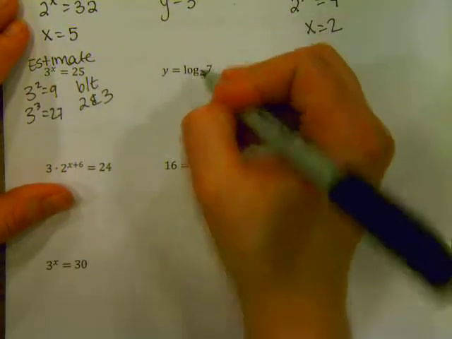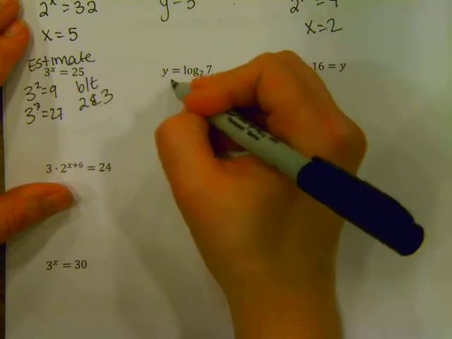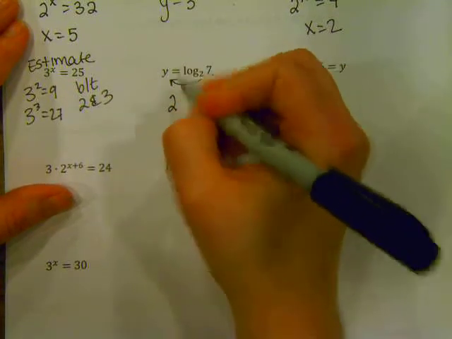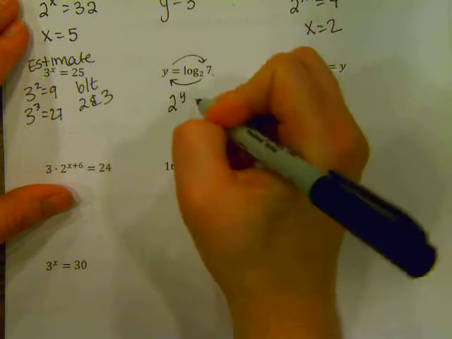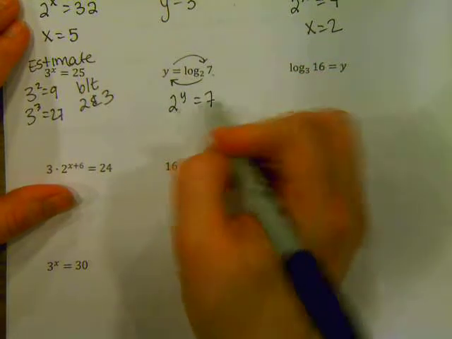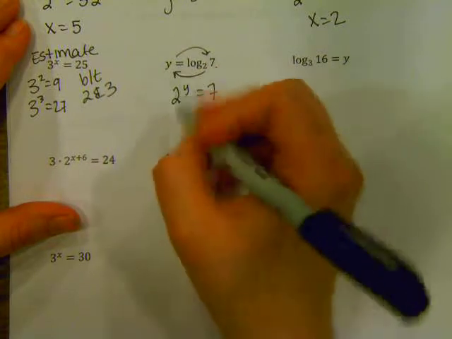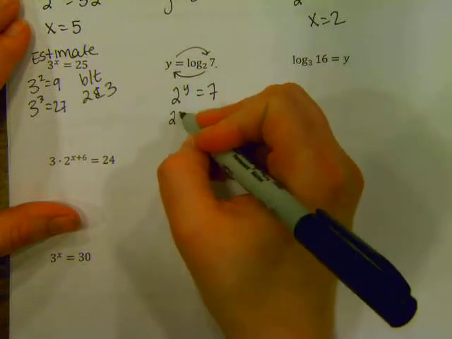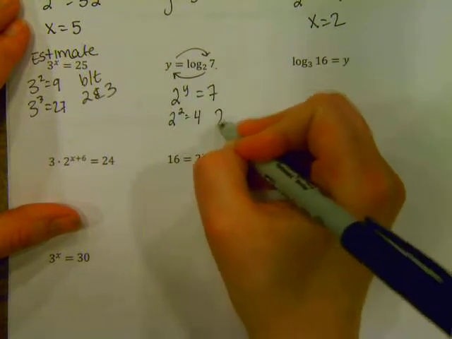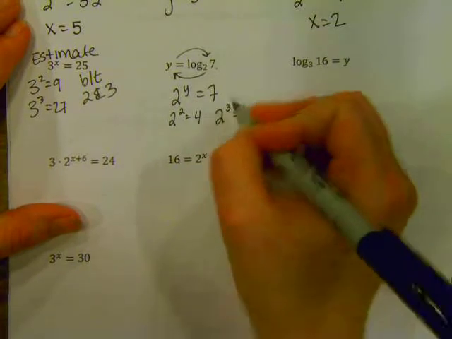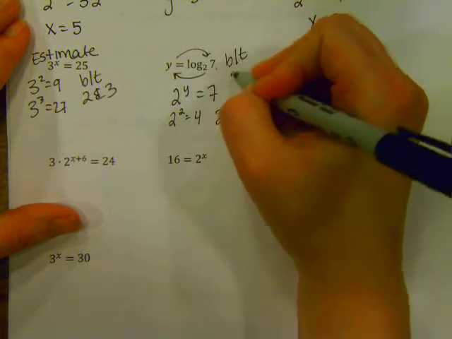Here, log form, so I'm going to do the loop, but I actually have to loop to the left. So 2 to what power makes 7? Well, clearly this isn't a whole number, so we're going to estimate, because it's not one of our chart. So 2 squared is 4, 2 to the third is 8, so this is going to have to be between 2 and 3.